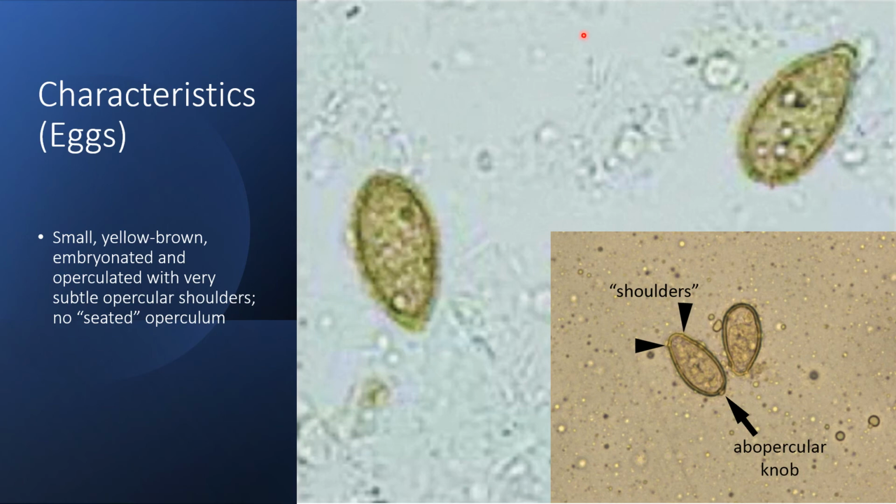So, Metagonimus naman niya, to differentiate it with your heterophyes, ang eggs ng Metagonimus have inconspicuous also nga opercular shoulders but a more obvious nga operculum. So mas obvious ang operculum sang aton nga Metagonimus compared to heterophyes. Okay?